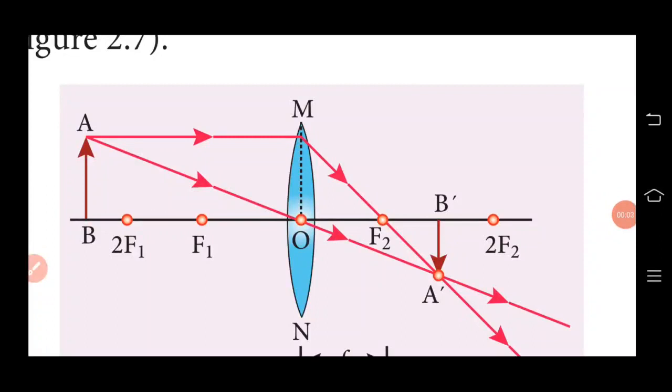Students, in our textbook, the object is usually shown with an up arrow, since the object is upright, and marked as AB. Similarly, the image is also shown with an arrow and it is represented as A dash B dash. As you can see, the arrow is inverted here because the image is inverted.